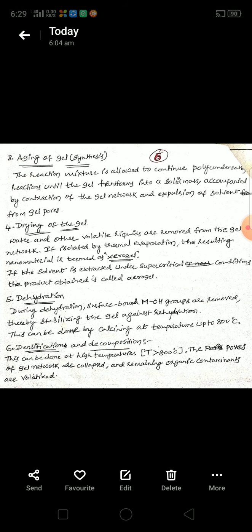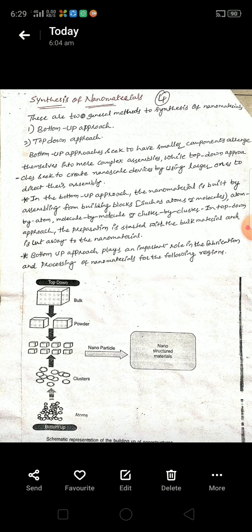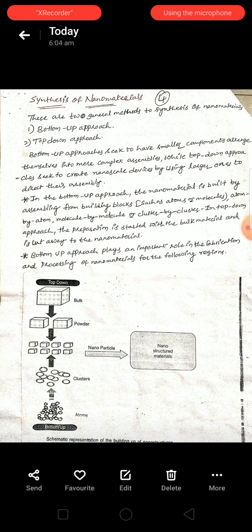Ultimately, at the end we will get the nanomaterials. The diagram explains the synthesis of the nanomaterials. Here, this is the block diagram of the sol gel process.